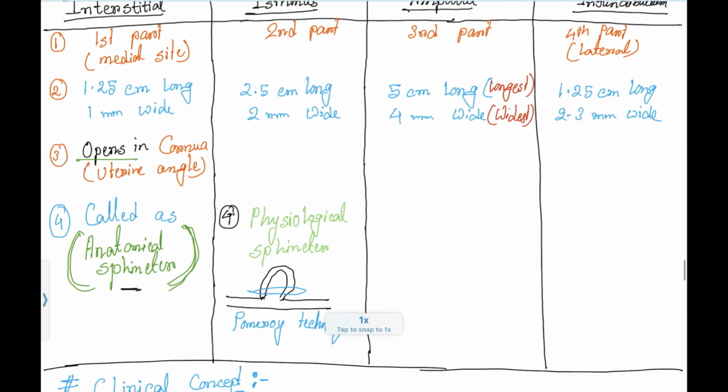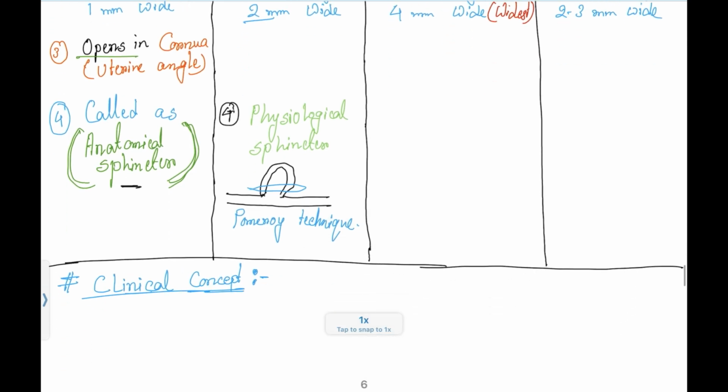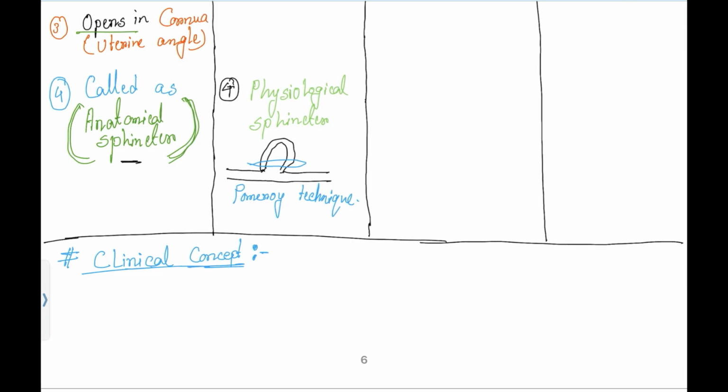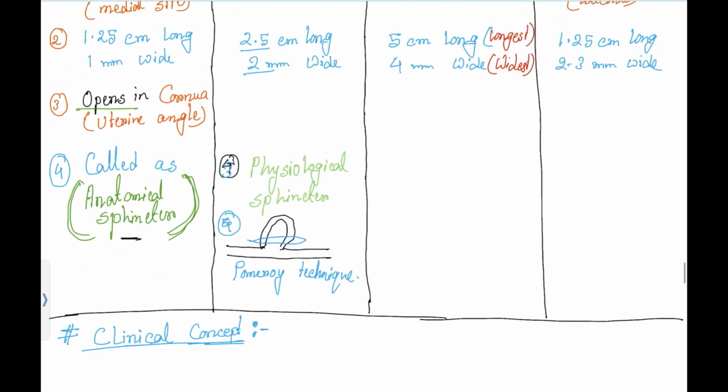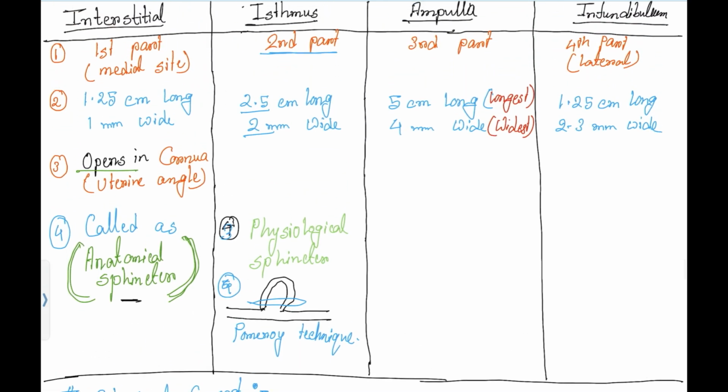So what you need to remember about this isthmus: this is the second part, 2.5 centimeter long, 2 millimeter wide. It is called the physiological sphincter, and in this region we are ligating the isthmus and cutting it, doing the permanent family planning method, and this technique is one type of tubectomy.